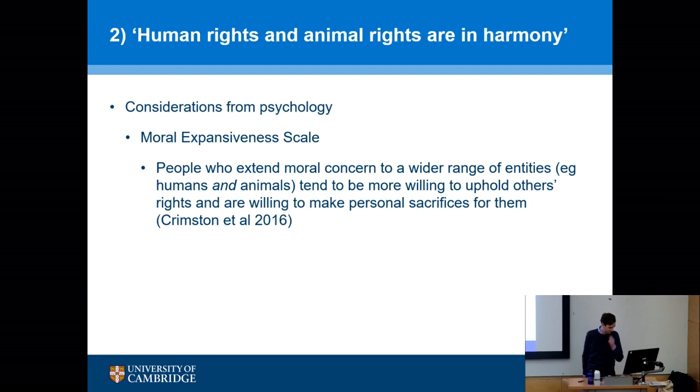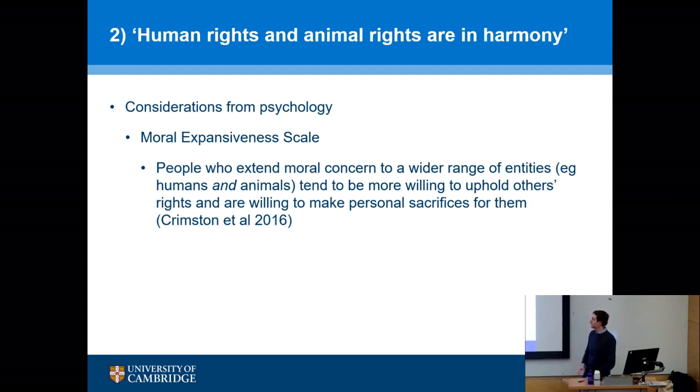Okay, one last concept, again along similar lines: the moral expansiveness scale. This is a scale that some researchers, Crimston and others, have come up with, that basically tries to measure how expansive, how large your moral concern is. What do you extend your moral concern to? Just what's around you, or do you go beyond that? And the larger it is, well, we would think the better.